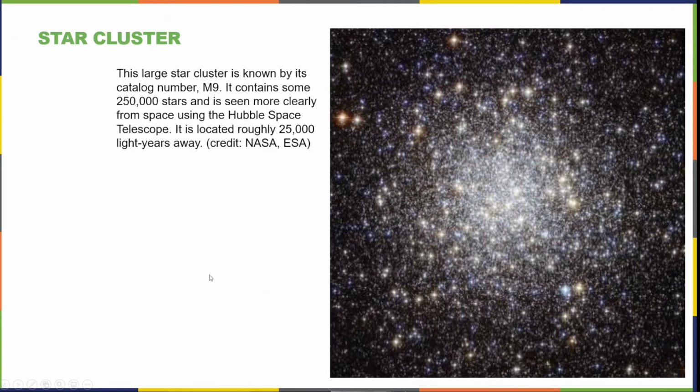And the next big things in the universe are star clusters. I mean, galaxies are star clusters, but this is one cluster, not a spiral, called M9, and this has a relatively small number of stars. For example, in our galaxy, there are billions of stars, and this is a cluster that has only 250,000 stars, and this is about 25,000 light years away.